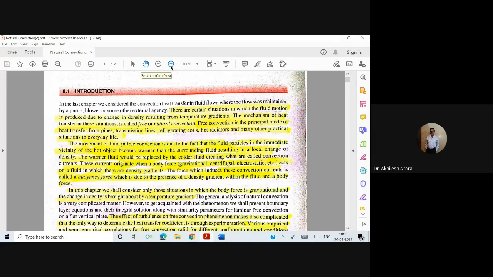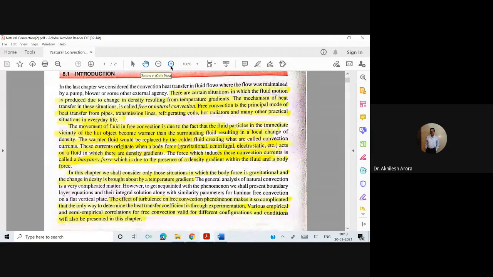The warmer fluid would replace the colder fluid, creating what is called convection currents. These currents originate when a body force, which is either gravitational, centrifugal, or electrostatic, etc., acts on a fluid in which there are density gradients. The force which induces these convection currents is called buoyancy force, which is due to the presence of density gradient within the body and a body force. So basically, whenever there is a density gradient due to the temperature variation and there is a body force, then this sort of free convection or natural convection will occur.